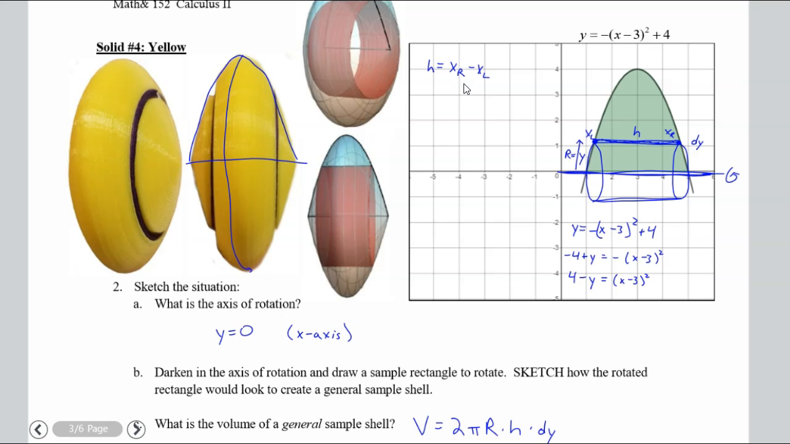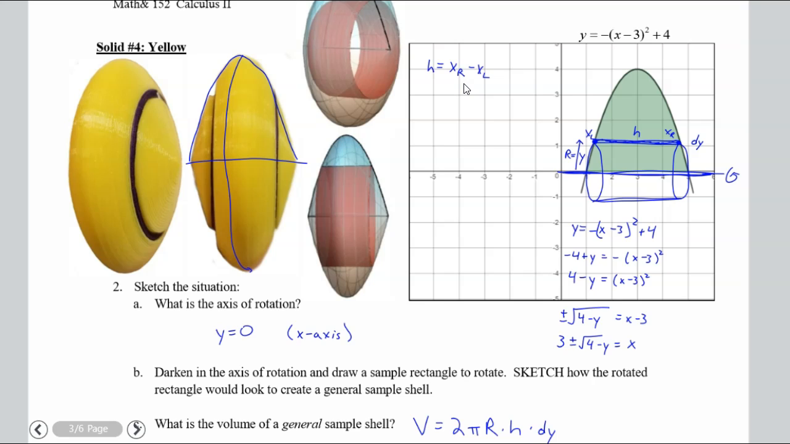So again, dividing everything by negative 1 there. And then I can do a square root, and then I'll be almost done after that point. So don't forget when you do the square root, the plus or minus square root of 4 minus y is this x minus 3. And then add 3 to both sides, so I get 3 plus or minus that square root of 4 minus y is my x.